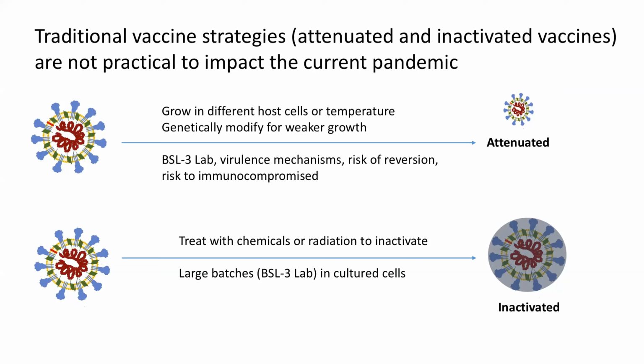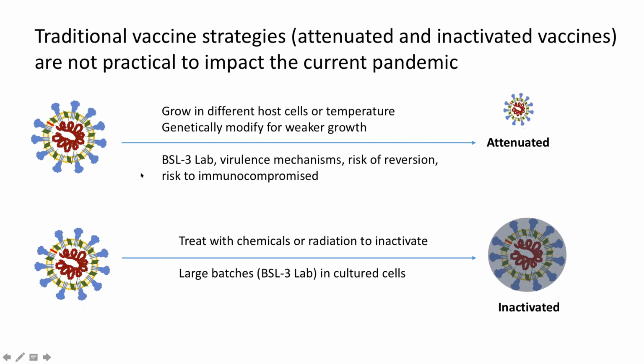You don't need to trick the immune system into believing there's a virus there. The reason I say it's not really practical at this point is because attenuated viruses are made by growing them in different host cells, so non-native host cells, or at a different temperature over many, many passages. And this causes the virus to adapt to these new growth conditions, and then they no longer replicate well in humans. And that's not really practical.